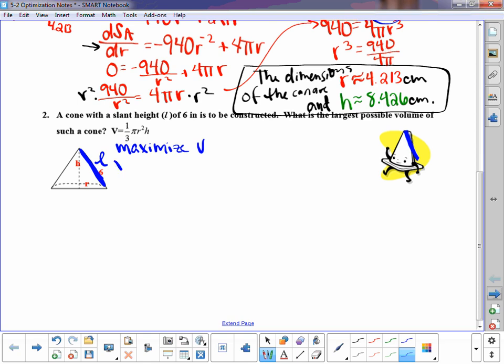So we want to start off with our volume equation, which conveniently they gave to us, 1/3 pi r squared h. Now, again, we see that we have both r and h. We want to eliminate those variables. They did not give us another formula or equation here. So what else can we introduce that relates to our problem that could help us eliminate the r or the h?